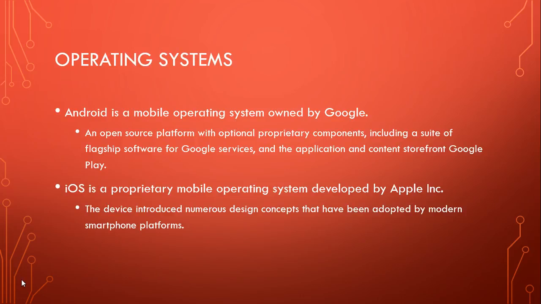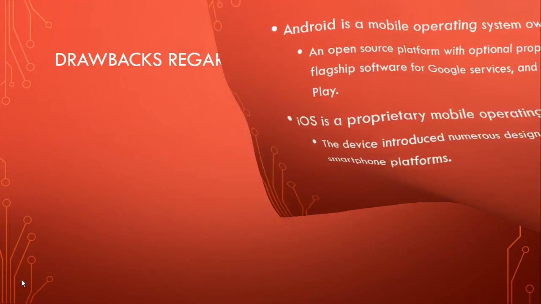Then, of course, you have iOS, which is a proprietary mobile system developed by Apple. And the device introduced numerous design concepts adopted by modern smartphone platforms. Now, there are, of course, other ones. There's like Windows Phone. You have some other smaller publishers, but those are the main two.